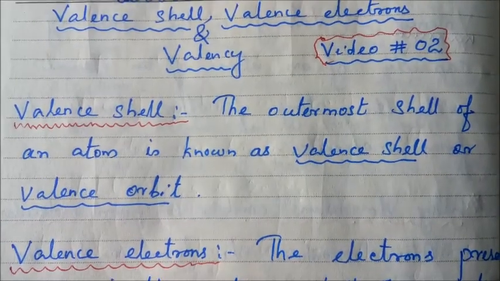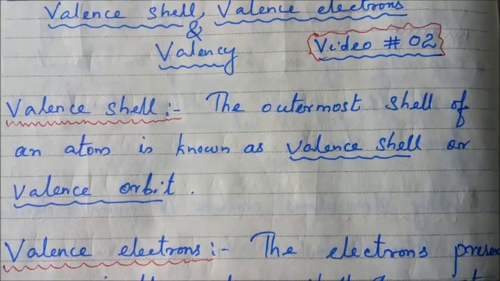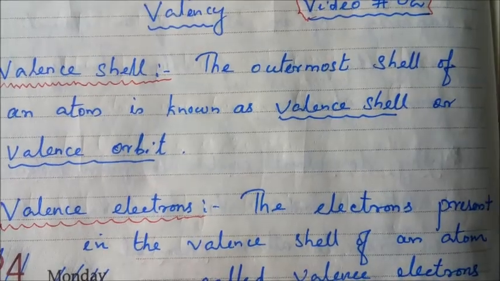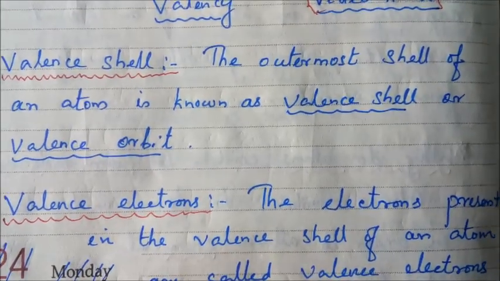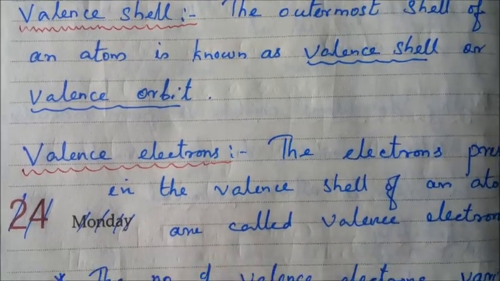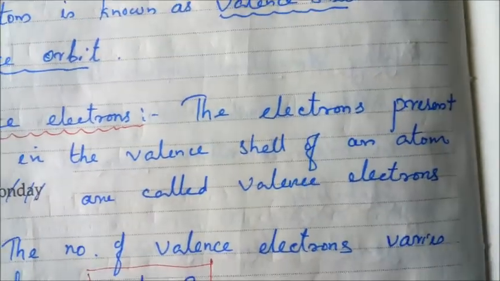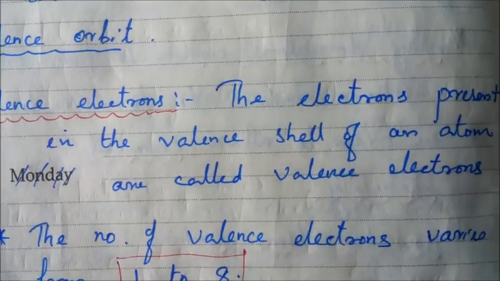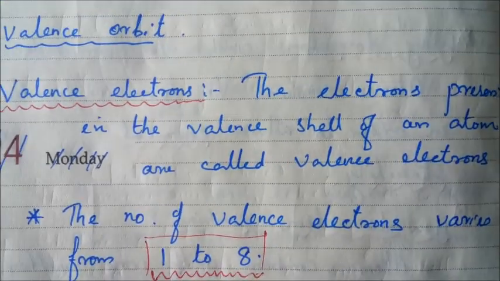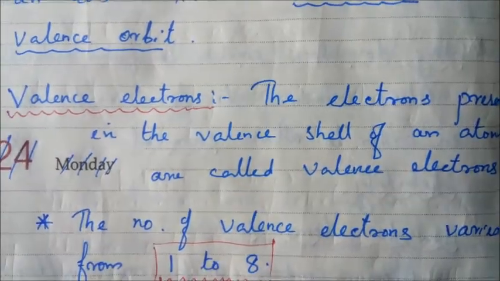This is my second video. Here we discuss valence shell, valence electrons, and valency. Valence shell: the outermost shell of an atom is known as a valence shell or valence orbit. What are valence electrons? The electrons present in the valence shell of an atom are called valence electrons. Those electrons present in the valence shell or valence orbit we call valence electrons.